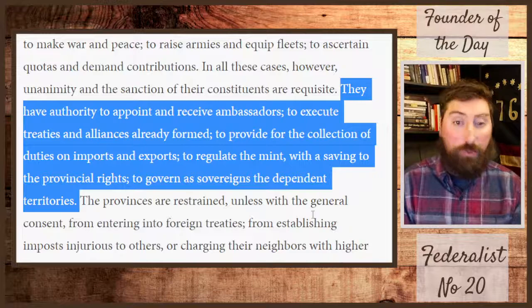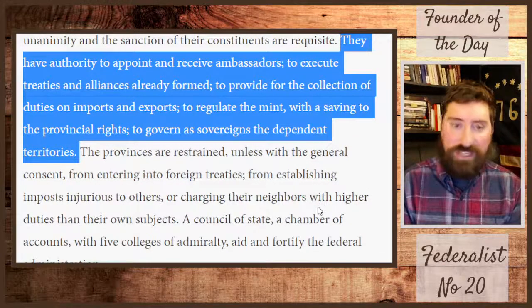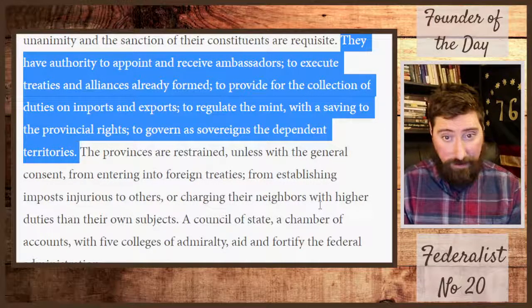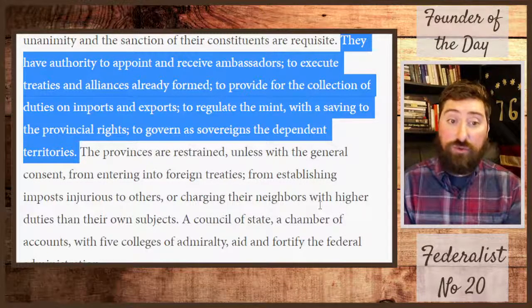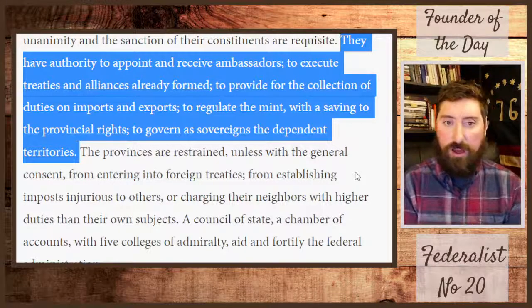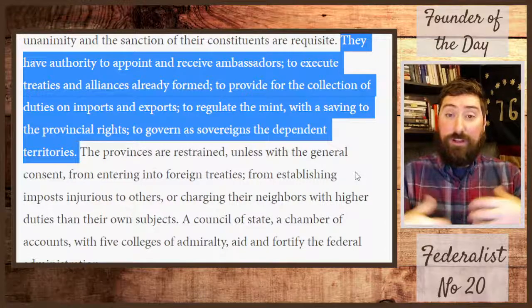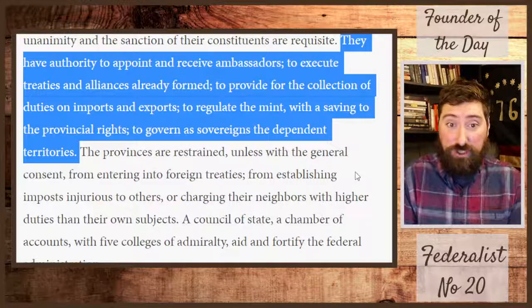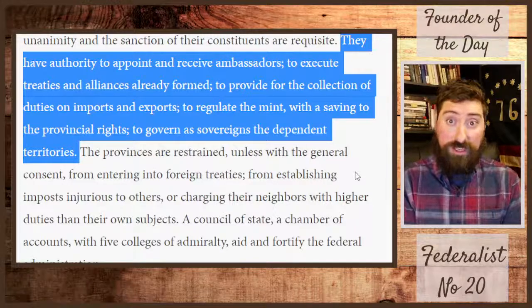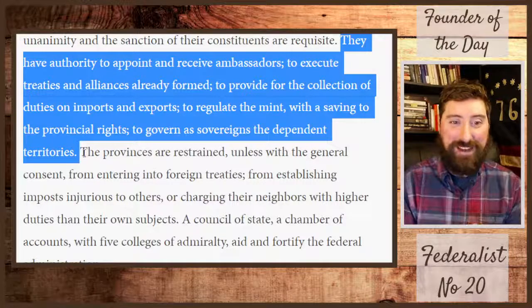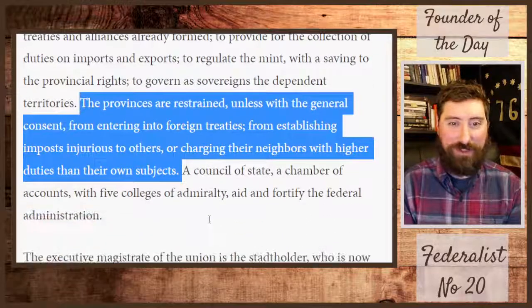They have authority to appoint and receive ambassadors, to execute treaties and alliances already formed, to provide for the collection of duties on imports and exports, to regulate the mint, with a saving to the provincial rights, to govern as sovereigns the dependent territories. Again, a lot of this is fairly self-explanatory. I don't want to harp on it too long, but the States General are the ones who are supposed to do everything internationally, essentially. They also have the right to regulate the mint, so to make coins and currency, which is interesting. At the time, this was left up to separate states under the Articles of Confederation. They did make the Continental as kind of a wartime effort, and that went very, very poorly.